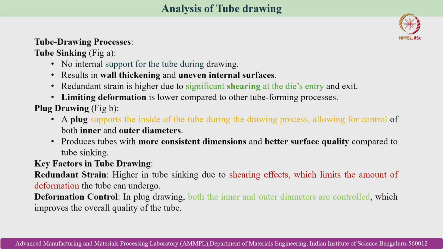A key factor in tube drawing is redundant strain, which is higher in tube sinking due to shearing effects, limiting the amount of deformation the tube can undergo, and the deformation control. In plug drawing, both the inner and outer diameters are controlled, which improves the overall quality of the cold drawn tube.